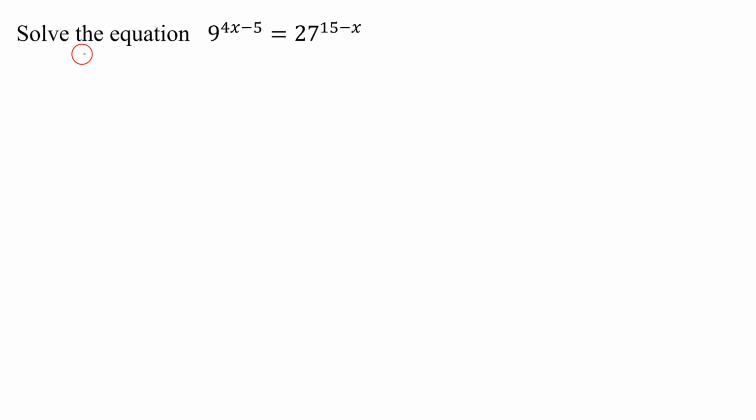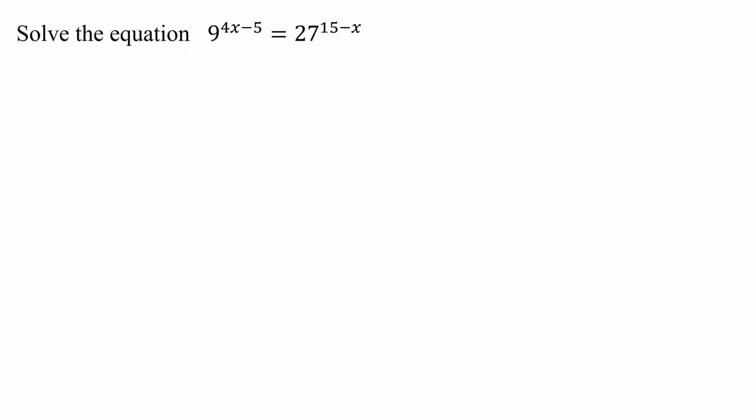In this example, we need to solve the equation 9 raised to the 4x minus 5 equals 27 raised to the 15 minus x. Well, what type of equation do we have here? The variables are in the exponents, so we have an exponential equation.